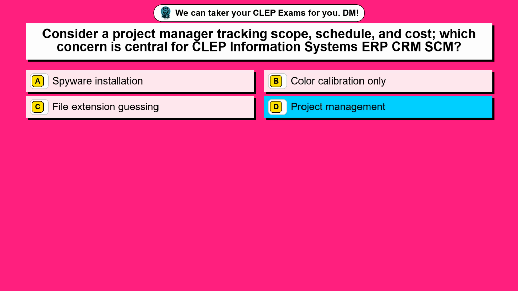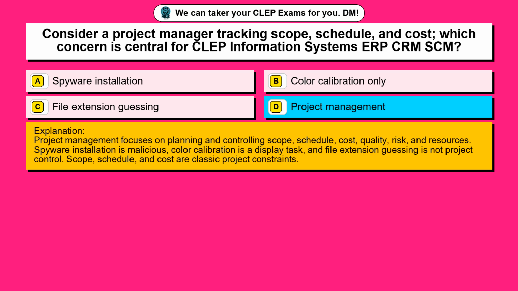Project management. Project management focuses on planning and controlling scope, schedule, cost, quality, risk, and resources. Spyware installation is malicious, color calibration is a display task, and file extension guessing is not project control. Scope, schedule, and cost are classic project constraints.